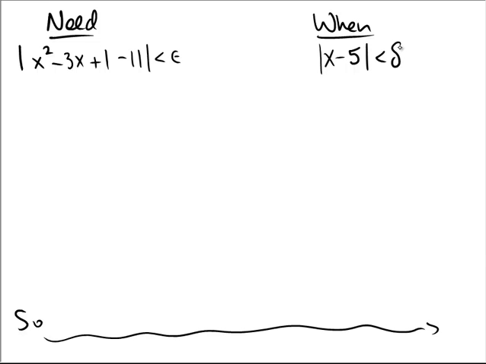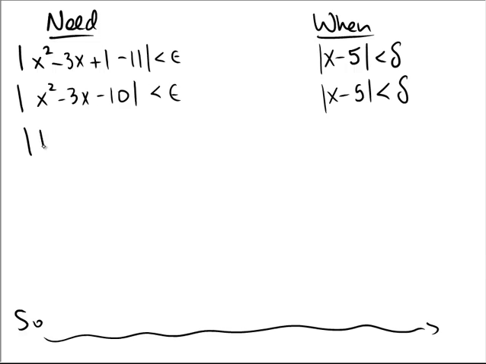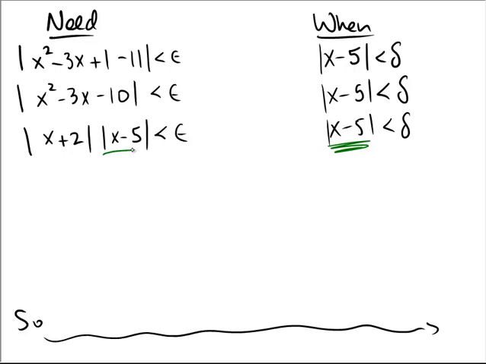Okay, a little bit of algebra over here. x squared minus 3x minus 10 needs to be less than epsilon when the absolute value of x minus 5 is less than delta. Okay, nice factoring on this one. The absolute value of x plus 2 times x minus 5 needs to be less than epsilon when x minus 5 is less than delta. Oh, so look how close we are. We have this part already. We have that x minus 5 less than delta, and this x minus 5 over here.